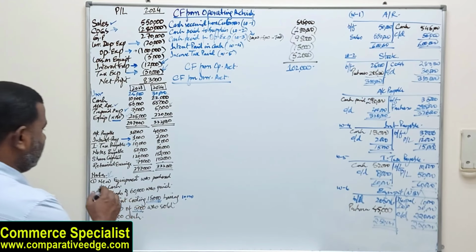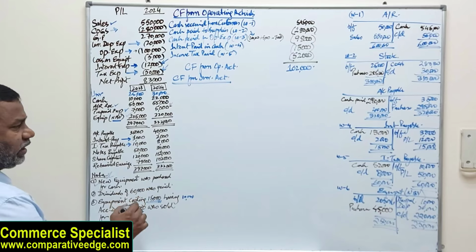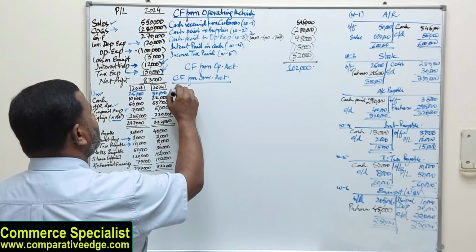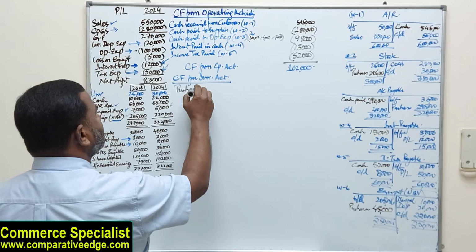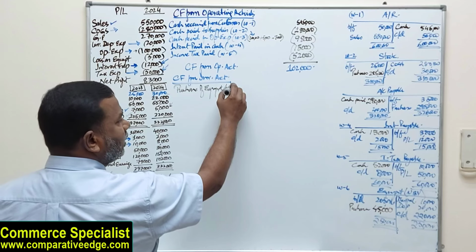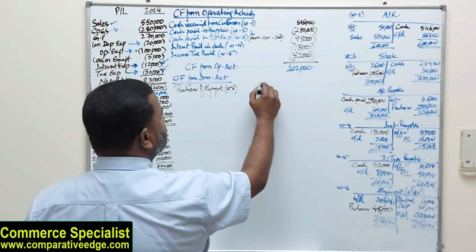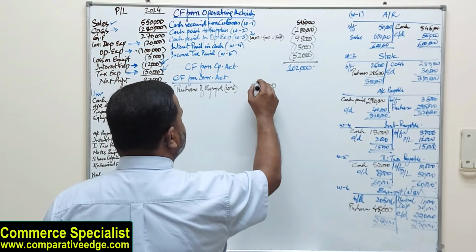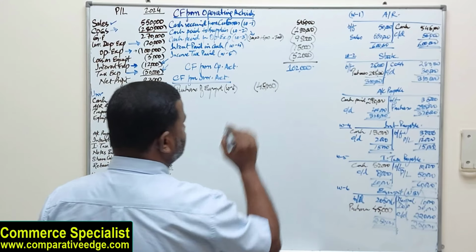So this is what it says here in note number 1. New equipment was purchased for cash. How much? 45,000. So you can put that here. Purchase of equipment as per working number 6. It is 45,000 in brackets because it's a purchase of equipment.